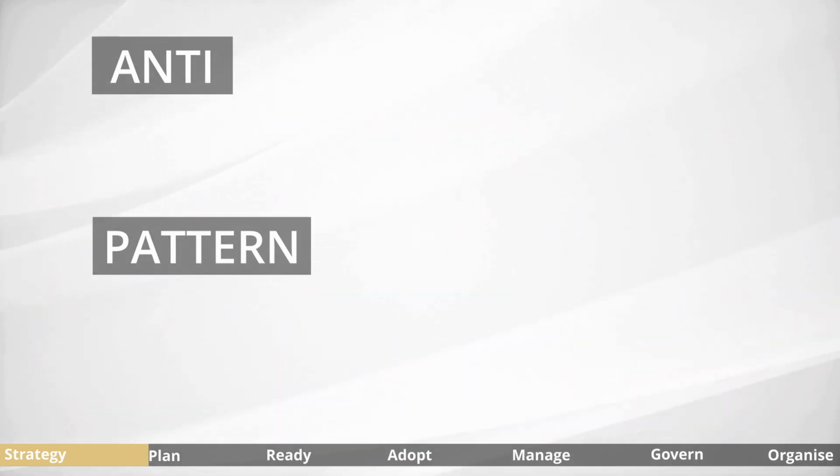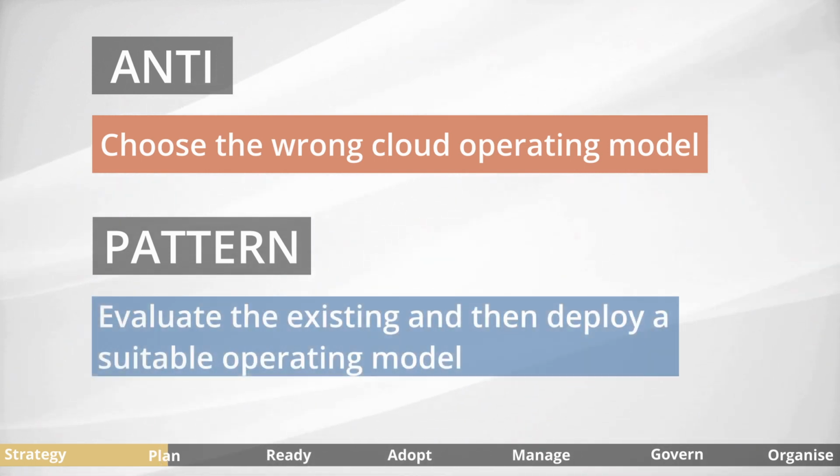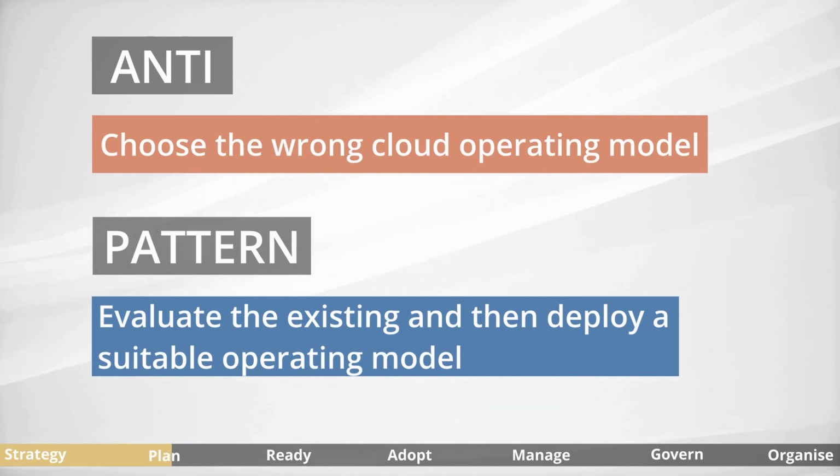Next antipattern is choose the wrong cloud operating model. A misaligned operating model will lead to scenarios such as too much responsibility assigned to a small cloud team. The preferred approach is to evaluate the existing and then deploy a suitable operating model. The team structure and communication model between teams should be optimized for efficient functioning.